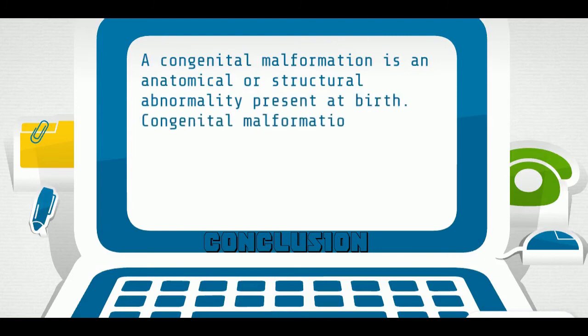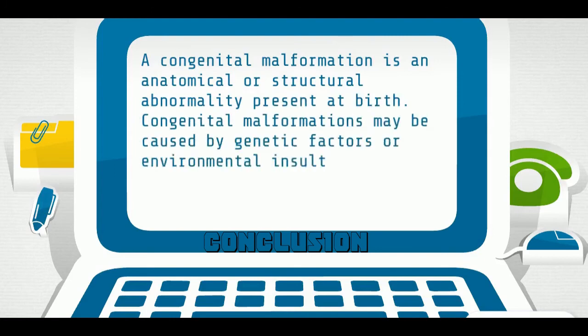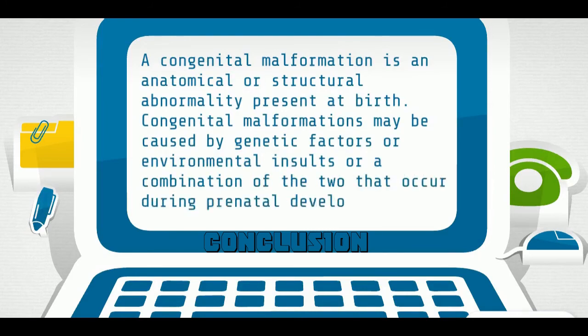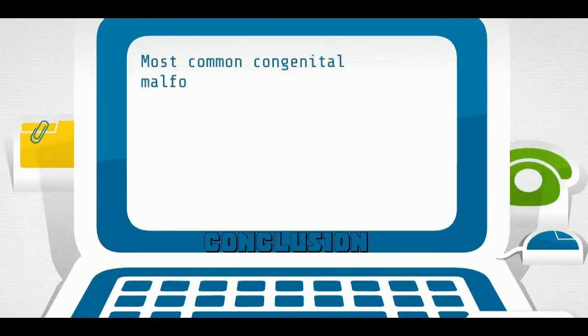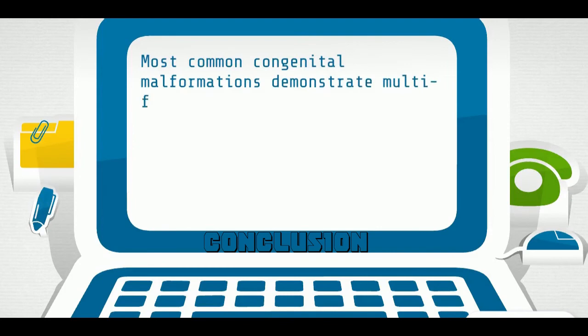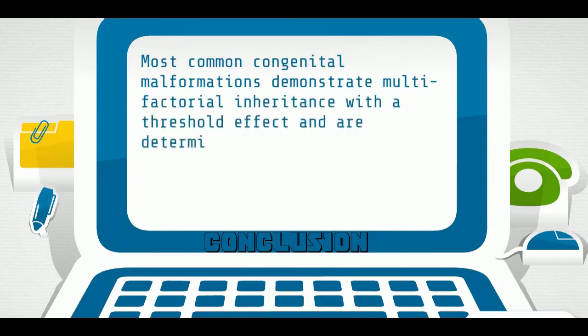A congenital malformation is an anatomical or structural abnormality present at birth. Congenital malformations may be caused by genetic factors or environmental insults or a combination of the two that occur during prenatal development. Most common congenital malformations demonstrate multifactorial inheritance with a threshold effect and are determined by a combination of genetic and environmental factors.